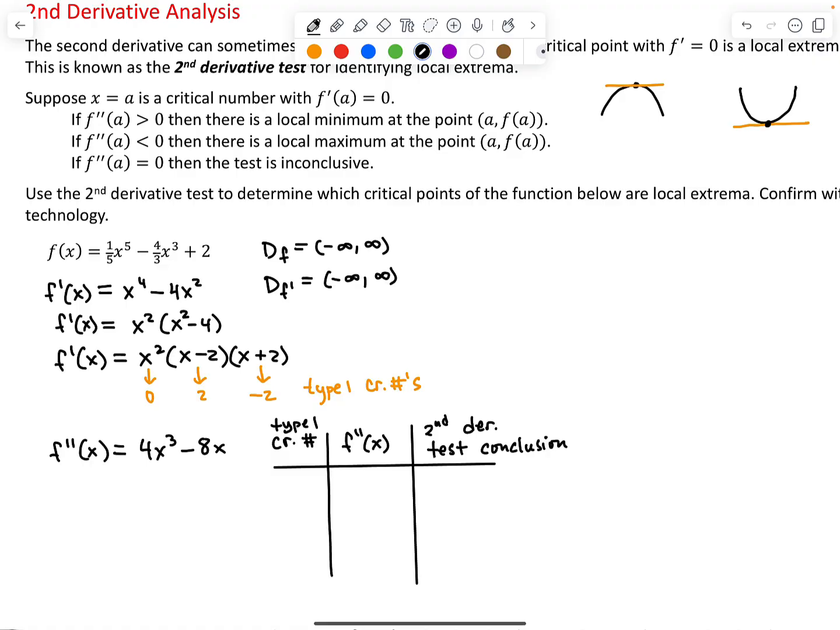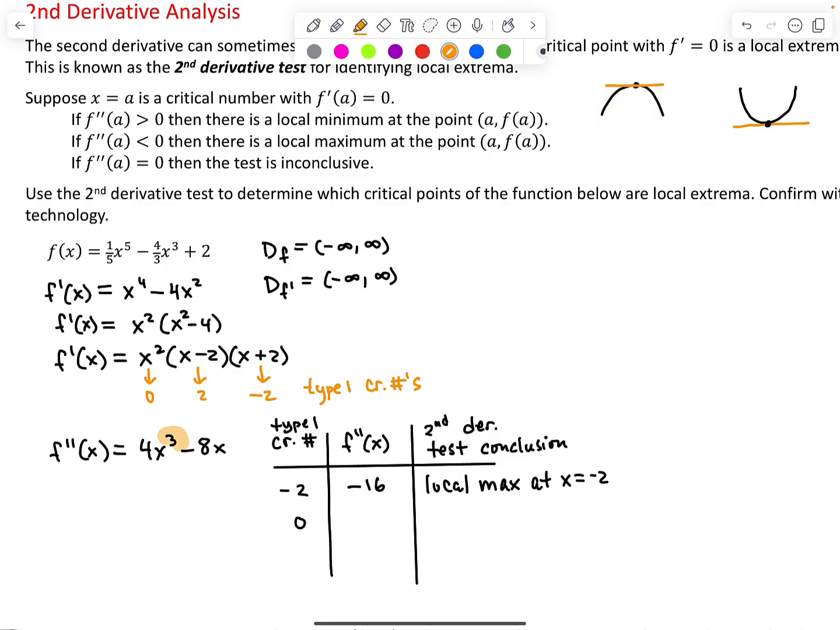I'll go in order. The least was negative 2. Plug negative 2 into this second derivative. Negative 2 cubed is negative 8 times 4 is negative 32. And to that we'll add 16. So we get negative 16. So we have a flat spot in the graph when x is negative 2, and the concavity is down because the second derivative is negative. That puts in my mind this scenario, which means that we would have a local max at x equals negative 2.